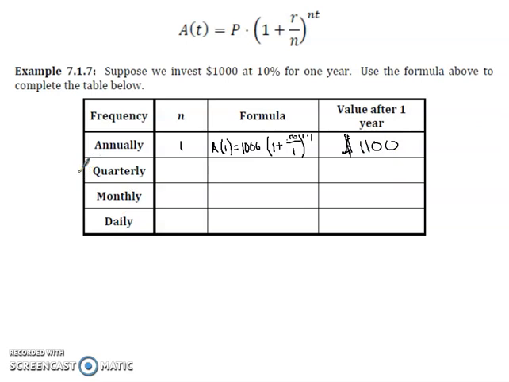Quarterly means that we are going to have our interest deposited every quarter or 4 times in 1 year. So that means that my N value will be 4 because we are looking at years. I'd like for you to go ahead and take a moment to pause the video and complete this chart on your own.